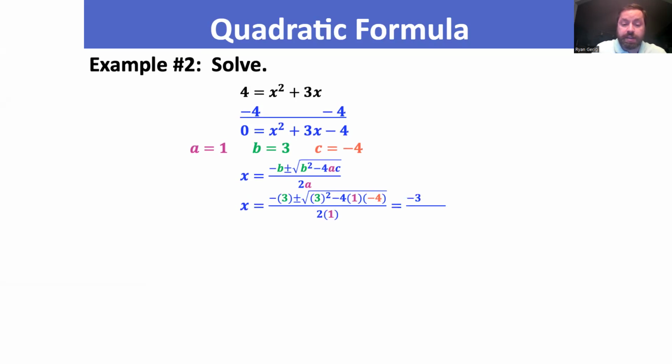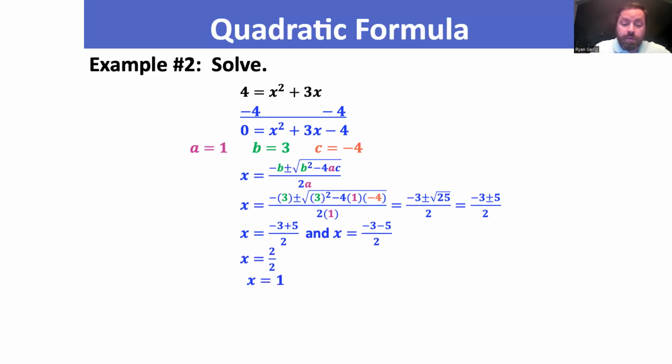So let's start simplifying. Negative 3 plus or minus the square root of, go to your calculator, 3 squared minus 4 times 1 times negative 4 should give you 25, all over 2. The square root of 25 is 5, so negative 3 plus or minus 5 over 2. So negative 3 plus 5 over 2, and negative 3 minus 5 over 2. So we just simplify that. Negative 3 plus 5 is 2 over 2, which is 1. Negative 3 minus 5 is negative 8, divided by 2 is negative 4.